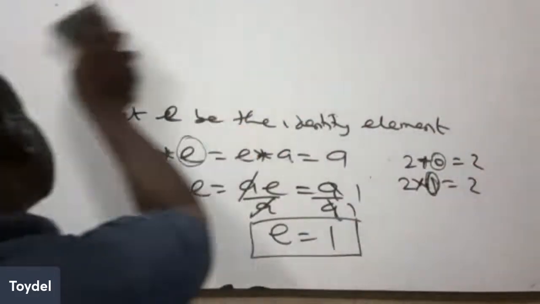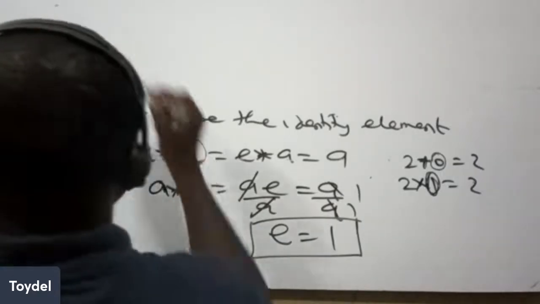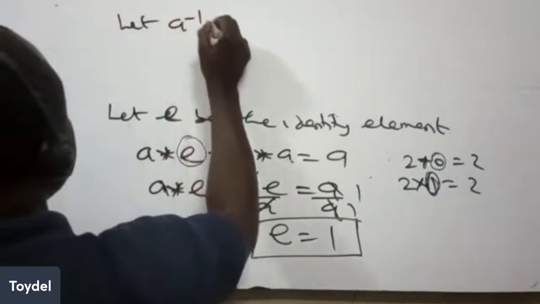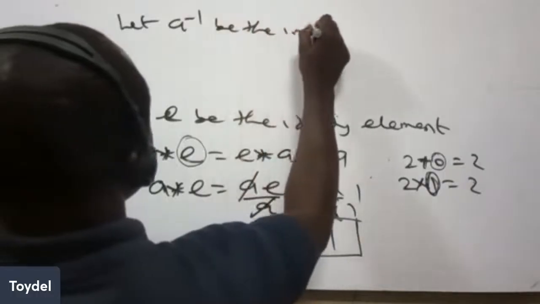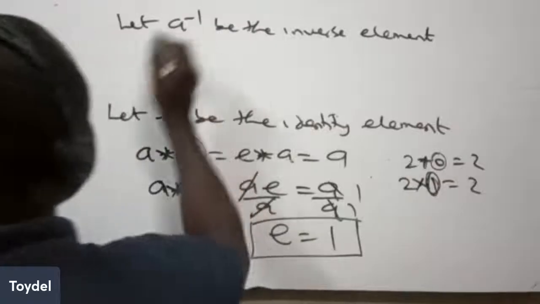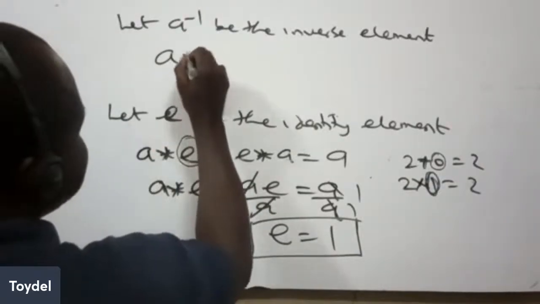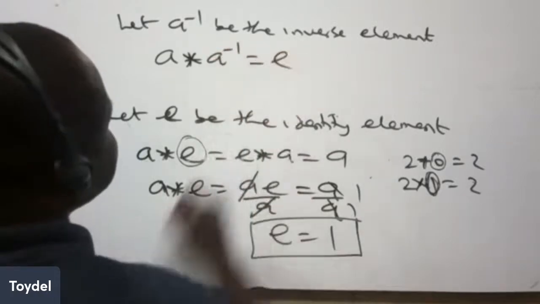So since we now know the identity element, we can go ahead and find the inverse element. So what is the inverse element? We can say let A inverse be the inverse element. So what is the implication of this? A asterisk A inverse must give us the identity.